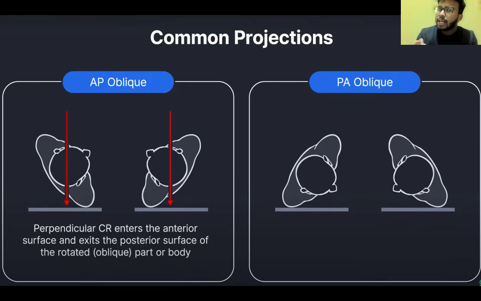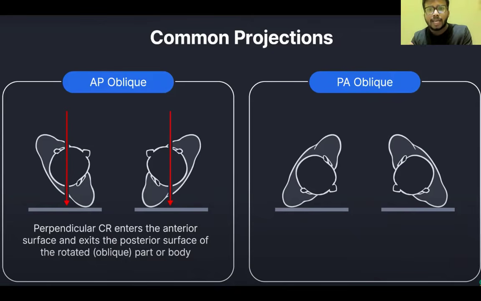AP we have already discussed. The central ray enters through the anterior surface and exits through the posterior surface. So AP oblique means a rotated part or body: if the patient is rotated and the central ray enters through the anterior surface and exits through the posterior surface, it is AP oblique.